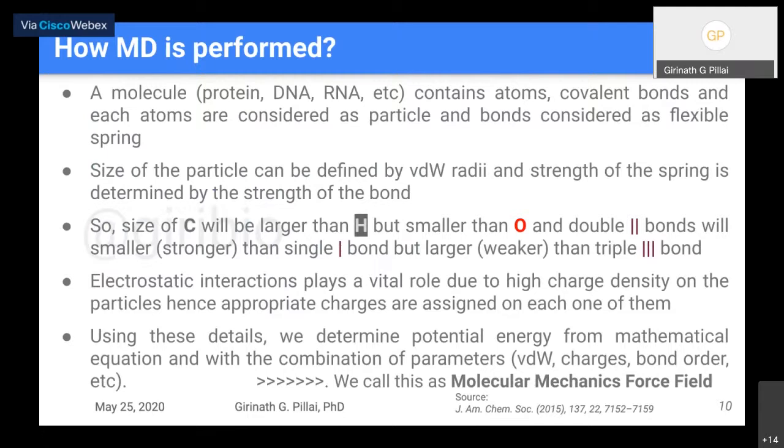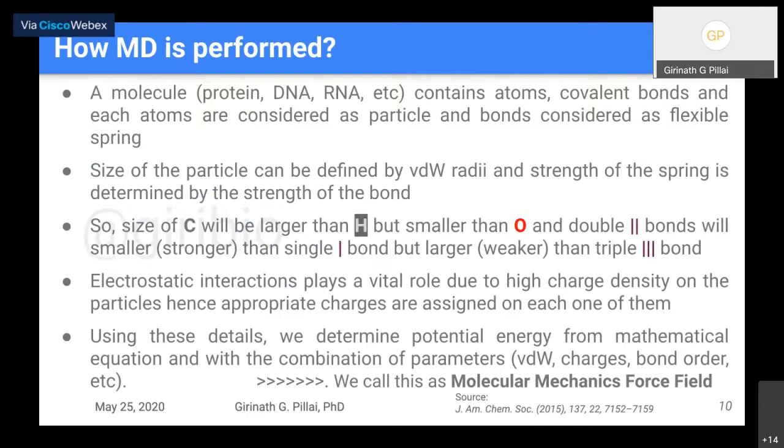Using these details, we determine the potential energy from a mathematical equation and a combination of parameters. These parameters are the bread and butter for molecular dynamics. That is very, very important. That's what we call the molecular mechanics force field, the initial one, but generally we call them force fields. This contains information about van der Waals, bond orders, and many more. If your force field is not appropriate for the system, your whole MD has gone to waste. So choosing the right force field is very important.